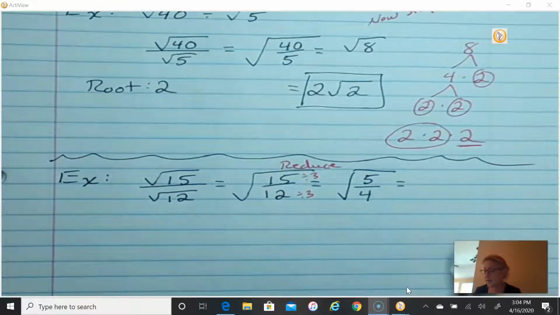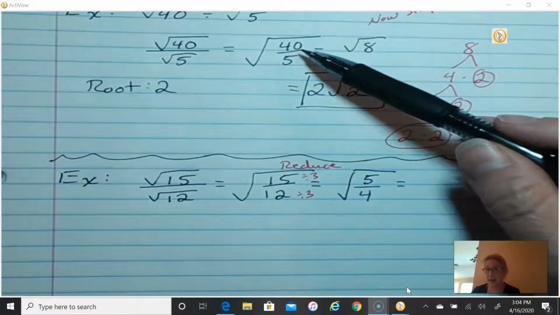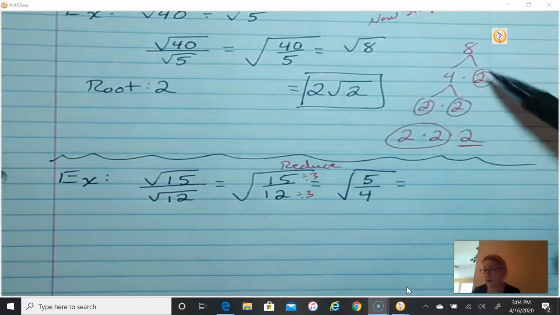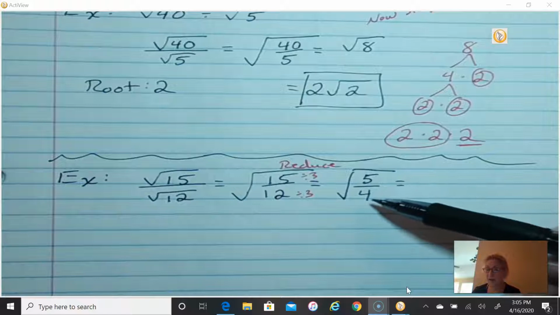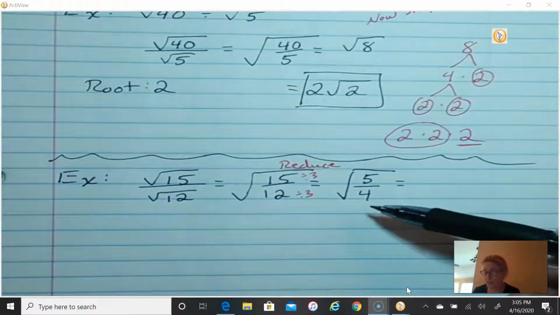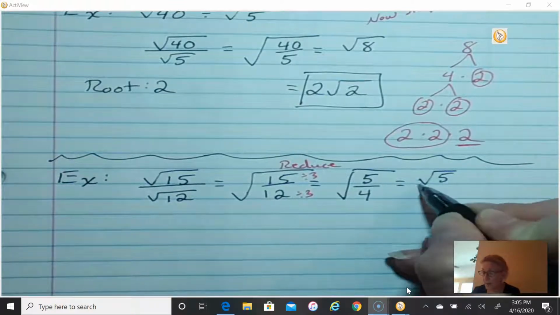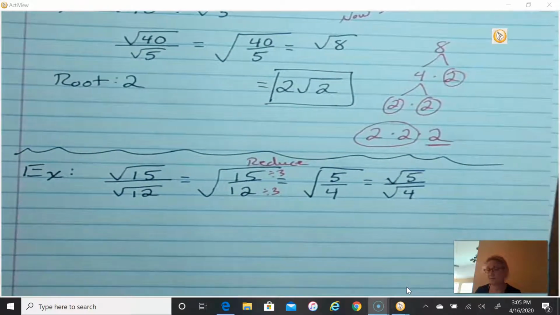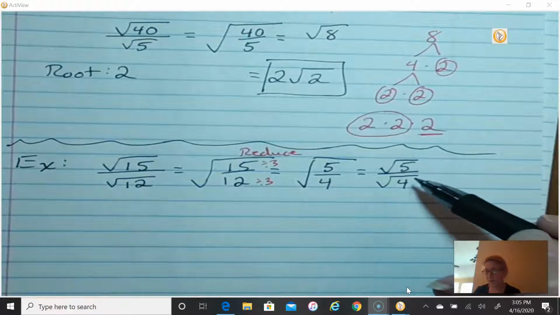Okay, now, unlike up here, where you can just divide evenly, 40 divided by 5 gives you 8. So we're done after we simplify. We can't do that here. You can't do 5 divided by 4. So then we have to change that. We now put it back in separate. We separate them right here.